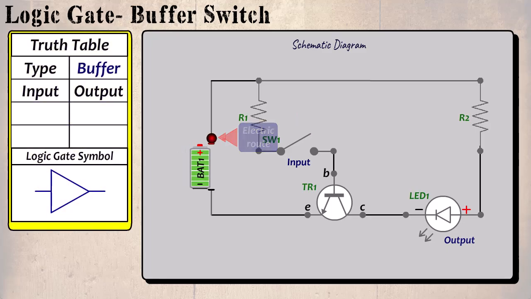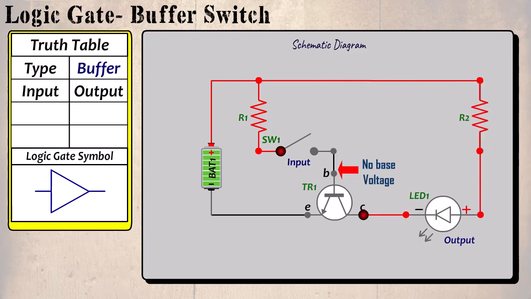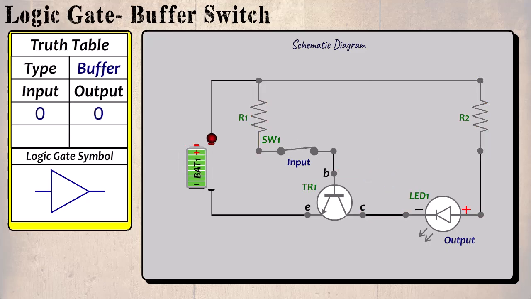As before, current travels from the battery and through the 2 resistors R1 and R2, but because there is no base voltage at the transistor, current cannot travel through the transistor and the LED does not light. So we could say when the input is 0, the output is 0. Let's close the switch. This time there is a voltage at the base of the transistor, so now the transistor is in its conductive state. A complete circuit can be made and the LED lights. So when the input is 1, the output is 1.